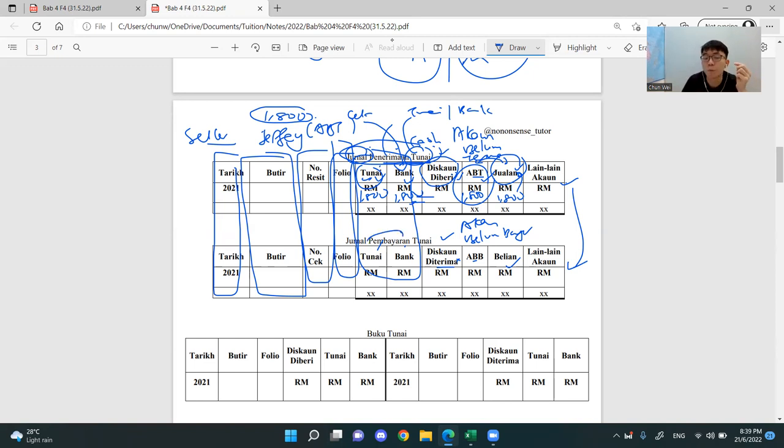So pembayaran will be you bayar tunai. So when you bayar tunai, it's either tunai or secara check. So if you pay check, then you record here lah. Alright, and where does this money go to? You bayar untuk apa? Okay, you bayar kepada account belum bayar, or you bayar kerana you beli barang niaga. Then you record here, belian. When you beli barang niaga dengan check, you record belian 1,000 ringgit, and then dengan check, 1,000 ringgit here. That's how you record for jurnal pembayaran tunai.